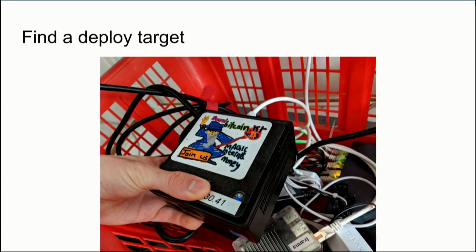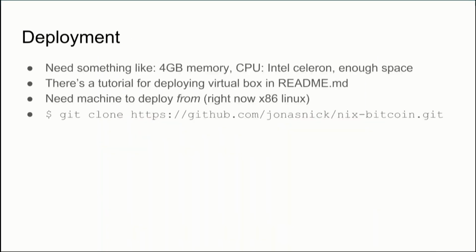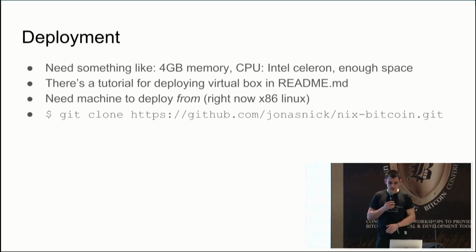So the first thing, if you want to try this out, is you need to find a deployment target. I use this thing. This is a small form factor. You see my hands. It's quite small. I think it was about $300. It's from Gigabyte, but there are many companies building these kinds of machines. Yeah, you would need something like 4 gigabytes of memory and something on the order of Intel Celeron and enough space depending on what you want to do.